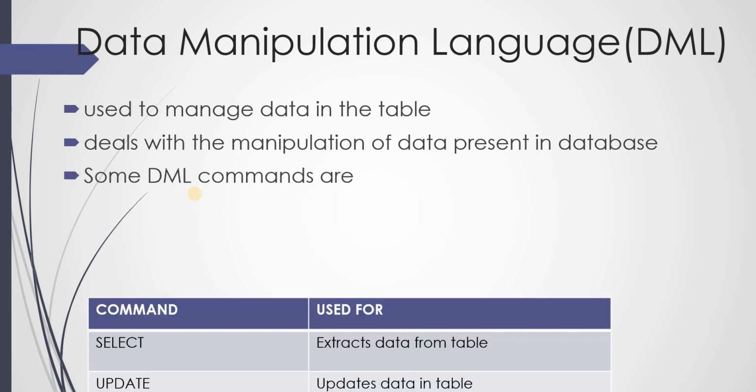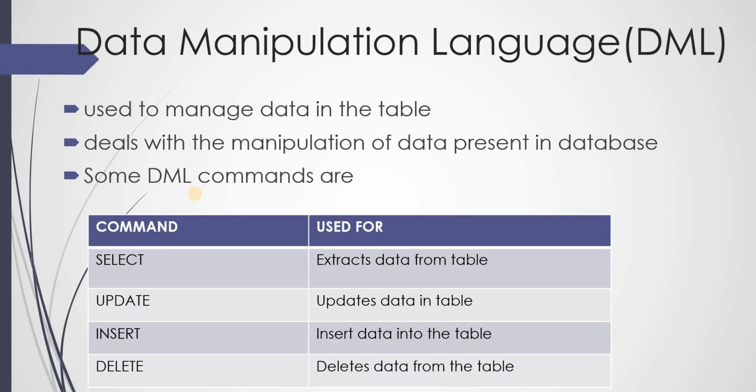Some of the DML commands are select. The select command is used to extract data from the table. So whenever we want to see which records are present in the table, we can use the select command. Next, update. The update command is used to update data in the table. For example, we have a table and there is a field present as date of birth. If we want to change the date of birth, then we can use the update command.